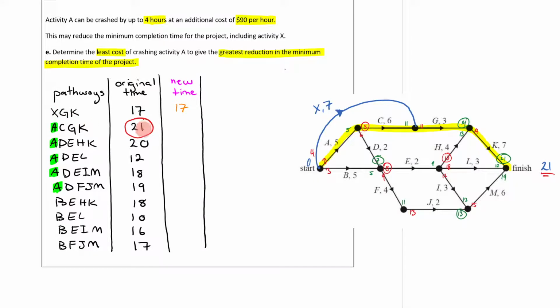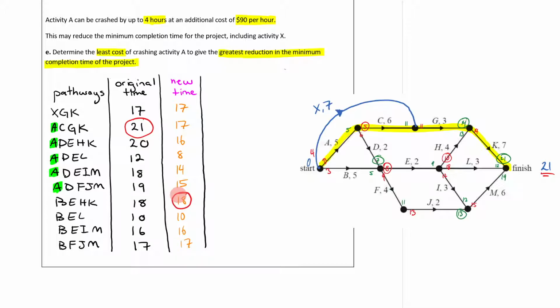But 21, if I reduce it by 4, will become what? It will become 17. 20 reduced by 4 will become 16. 12 reduced by 4 will become 8. 18 reduced by 4 will become 14. 19 reduced by 4 will become 15. Now, do you see here that I don't have an A? So that means 18 stays as 18, 10 stays as 10, 16 stays as 16, and 17 stays as 17. So now looking at this, what is my new biggest number? Well, my new biggest number is going to be 18.